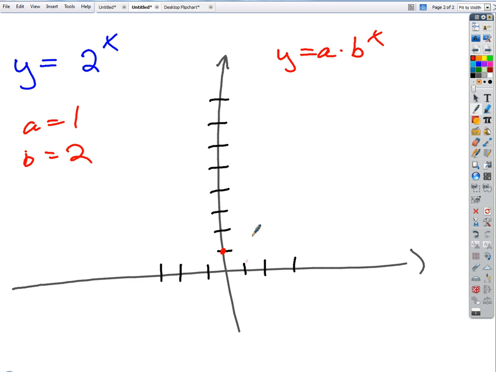So my next value is going to be there. If I scoot to the right one more, what do I get? 2 times 2, which is 4. Scoot to the right one more, 8. See how that goes? If I scoot back one, I'm getting 1 times 2 to the negative 1, that's 1/2. Everybody see that? So that's going to be there. If I scoot back one more, I get 1/2 divided by 2, which is 1/4. See how that works?